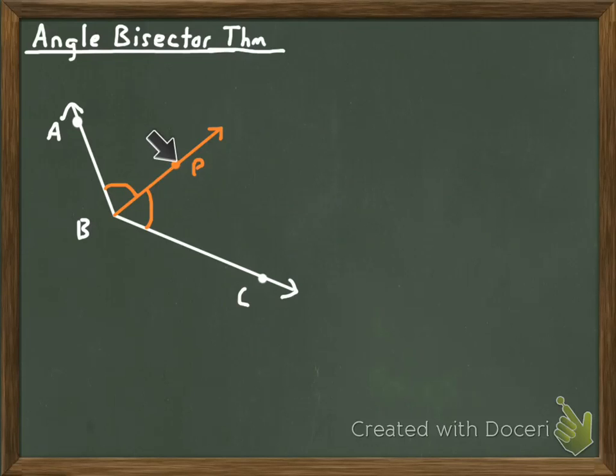So the distance from P to ray BA, one of the sides of the angle, and the distance from point P to ray BC, the other side of the angle, have to be equal. Now this is why I showed you how you measure the distance from a point to a line a moment ago, because now we're going to show you the distance from a point to a ray, which is done the same way. If I want to measure the distance from point P to ray BC, I have to draw a line that's perpendicular to ray BC.